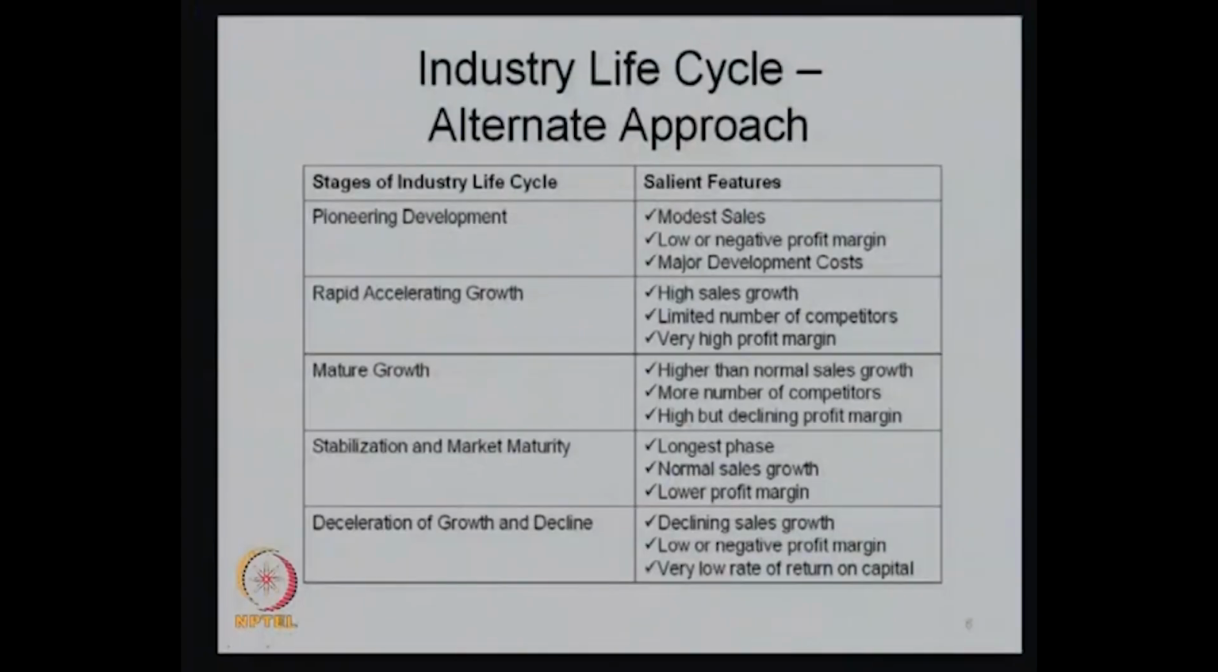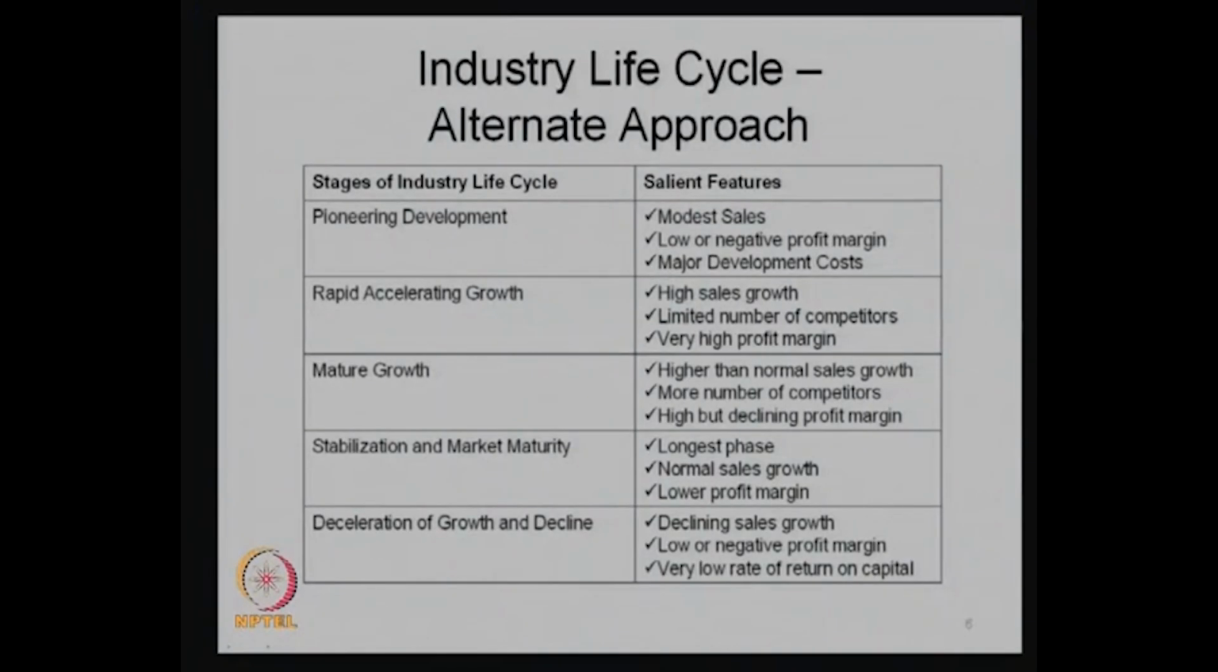Then after mature growth we have the stage called stabilization and market maturity. At this point many competitors have come into the market, and this phase is supposed to be the longest phase in the industry. We have normal sales growth here, which is almost the same as the overall economic growth. Since so many players are there, the best possible price is available to the customer, that means the least possible price offered by a competitor to stay in the market, and in that case we also have the lowest profit margin. There is definitely a profit margin, but it is lower than in the previous period.